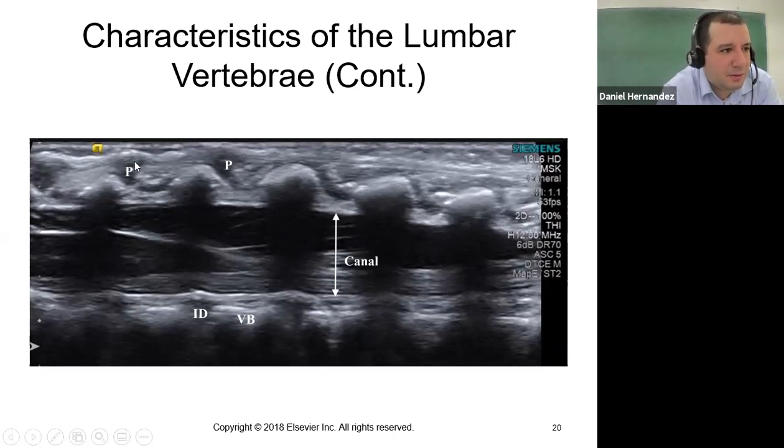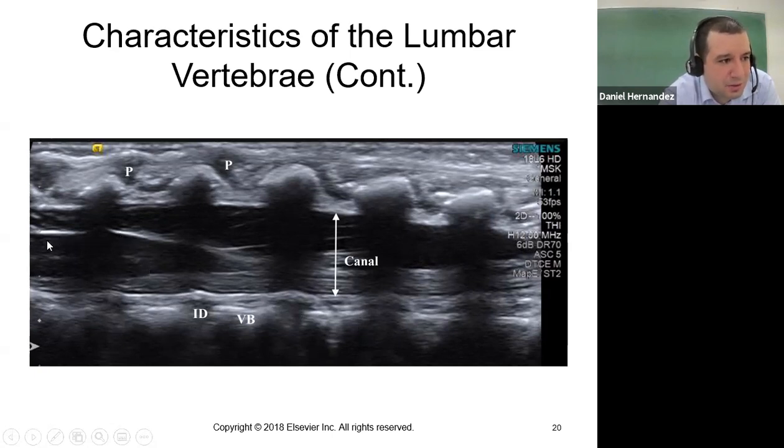The laminae are seen when scanning slightly off midline and appear similar to overlapping roof tiles. So here you see those processes, the pedicles. These are intervertebral discs. So these echogenic areas here are actually your vertebral bodies. This is what you're going to be counting when you're doing your spine ultrasound.